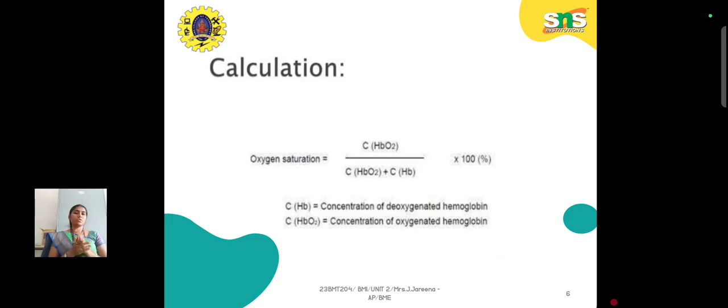medical pulse oximetry device. Okay, so in the next class we will discuss how the measurement is made, on what principle this pulse oximetry works to record or measure this concentration, and how this concentration is converted into percentage. Okay, thank you.